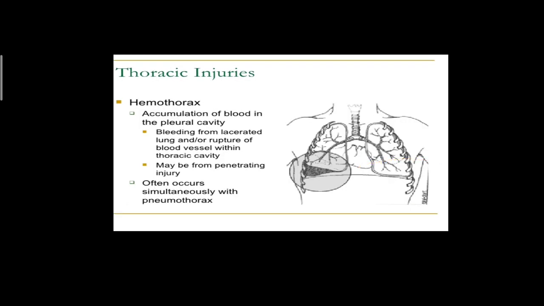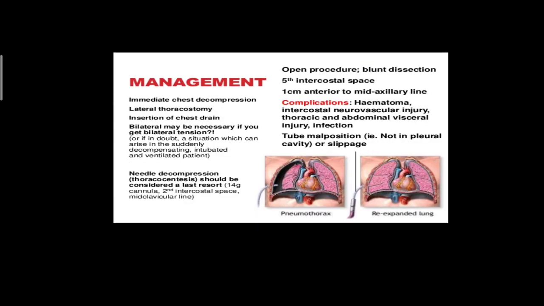Hemothorax: accumulation of blood in the pleural cavity is called hemothorax. Bleeding from a lacerated lung or rupture of a blood vessel within the thoracic cavity will cause the bleed. May also be from a penetrating injury. It often occurs simultaneously with pneumothorax.